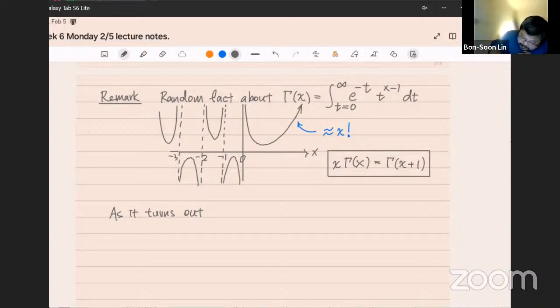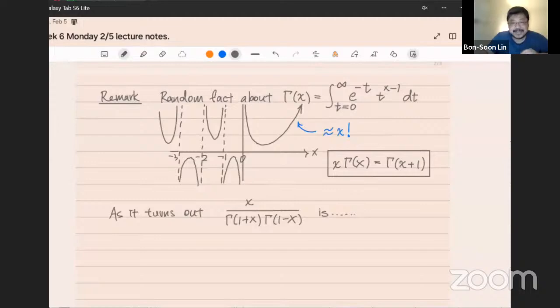So as it turns out, the function x over gamma of x plus 1, actually I want to write it as gamma of 1 plus x times gamma of 1 minus x, this is a function you have seen before. Would you like to make some guesses what this is? Do you have any guesses what this will look like? X over gamma of 1 plus x times gamma of 1 minus x. Well, how can we guess that?